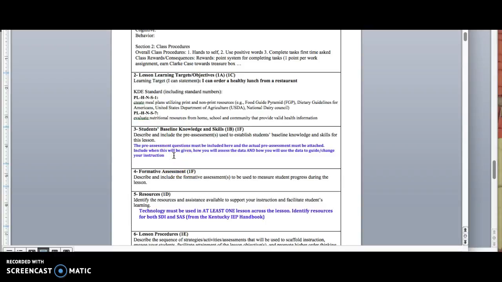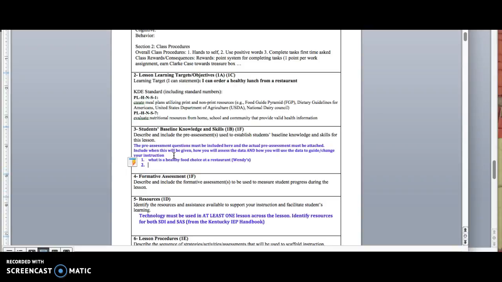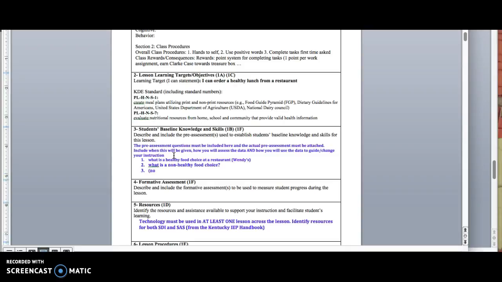So my pre-assessment will include 3 questions. What is a healthy food choice at a restaurant? And we're specifically going to target Wendy's in my lesson because that's where my student likes to eat. What is a non-healthy food choice? And my note is we'll be using picture schedule for student to circle choices. Alrighty.